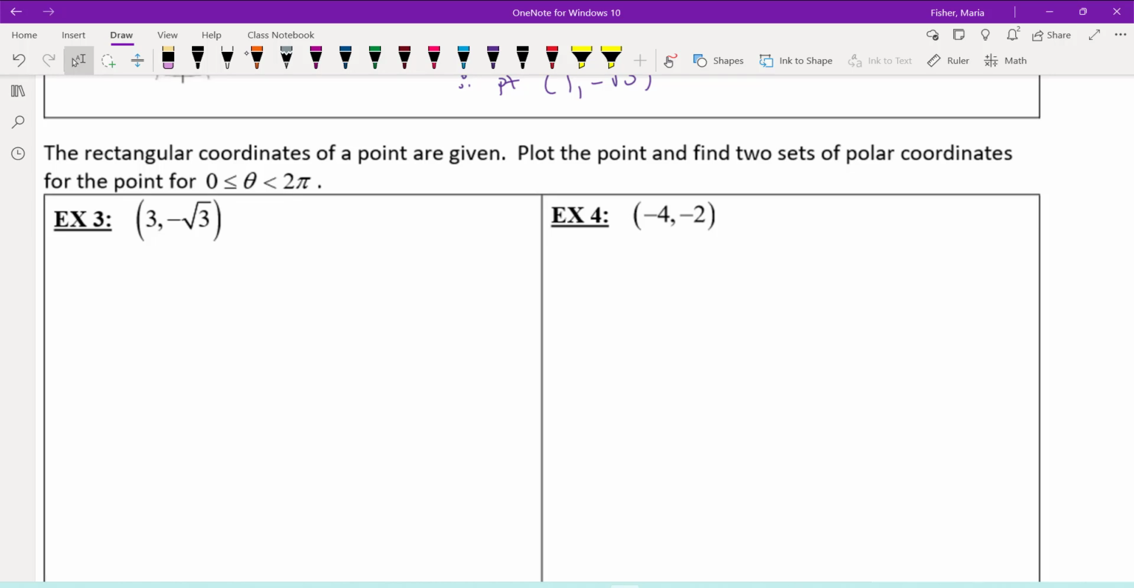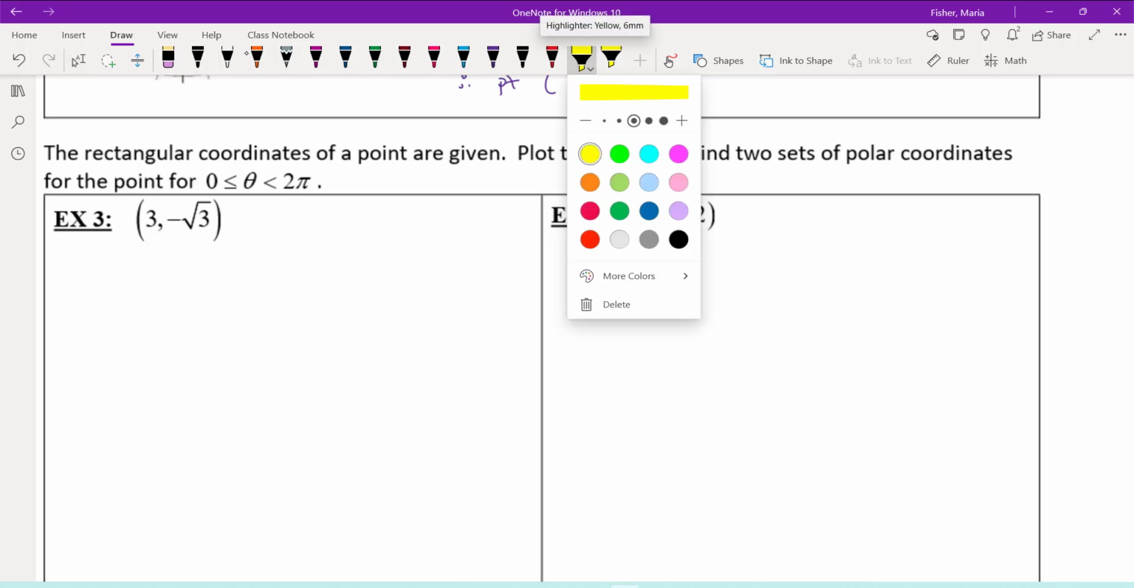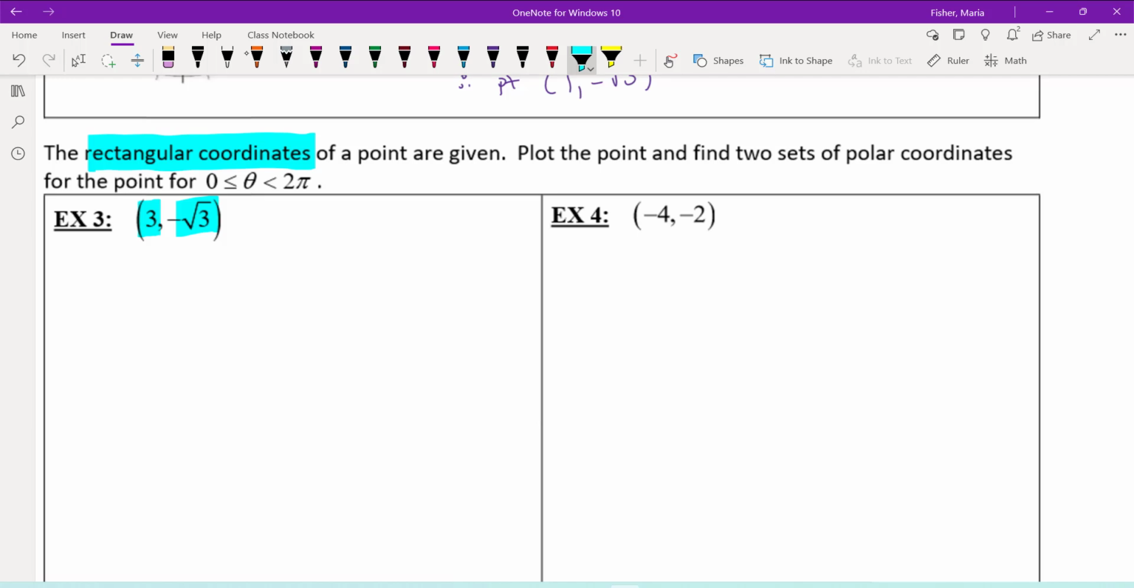Examples 3 and 4 want us to plot the point and then find two sets of polar coordinates for each point, where the restriction is given that theta must be between 0 and 2 pi. Let's start by plotting the point. So you're given that rectangular coordinate. This here is x and this here is y. We're going to start by plotting the point.